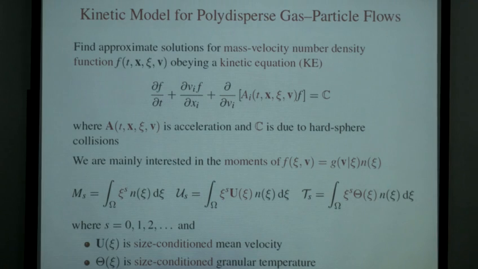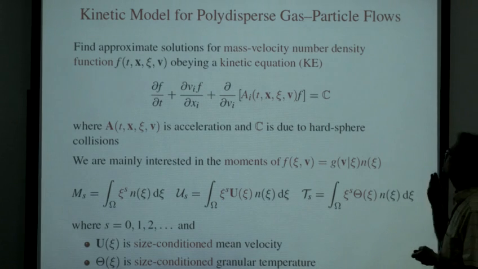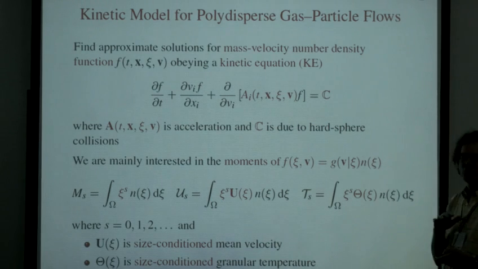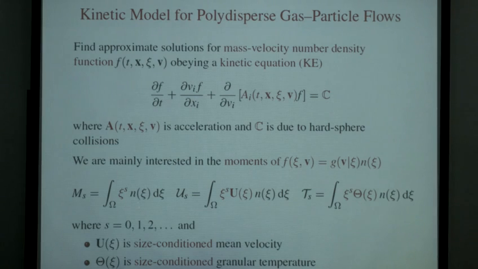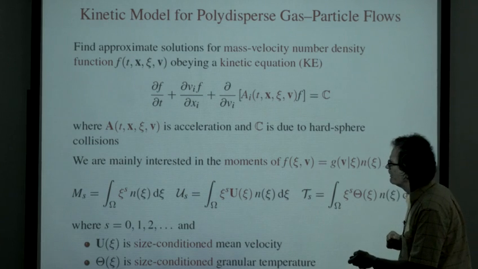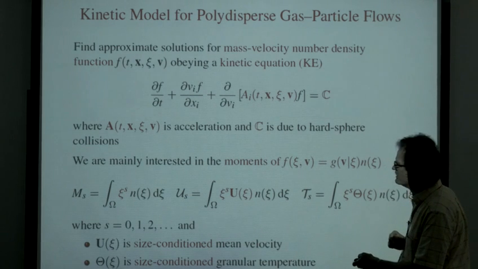Okay, so what are the moments that we need to describe the flow? So the minimum set of moments. I'm going to mainly stick with just the isotropic Gaussian. The first set of moments you need are the moments with respect to size. And S here is a parameter, and it starts from 0, 1, 2.